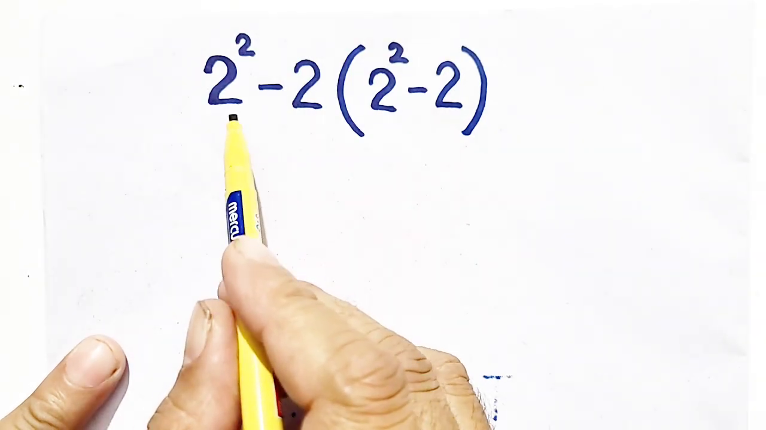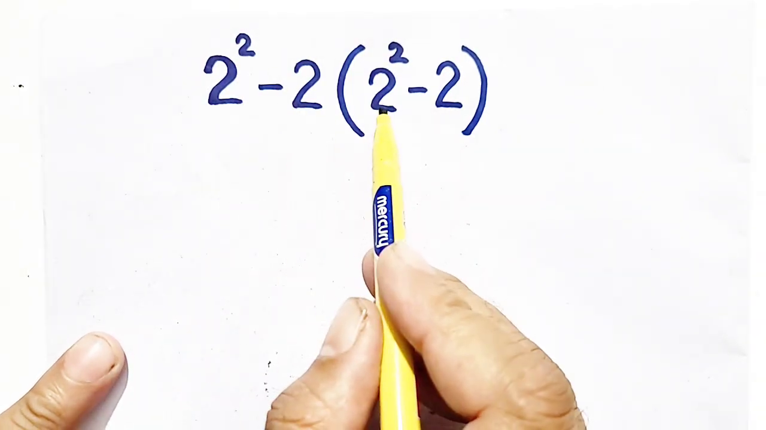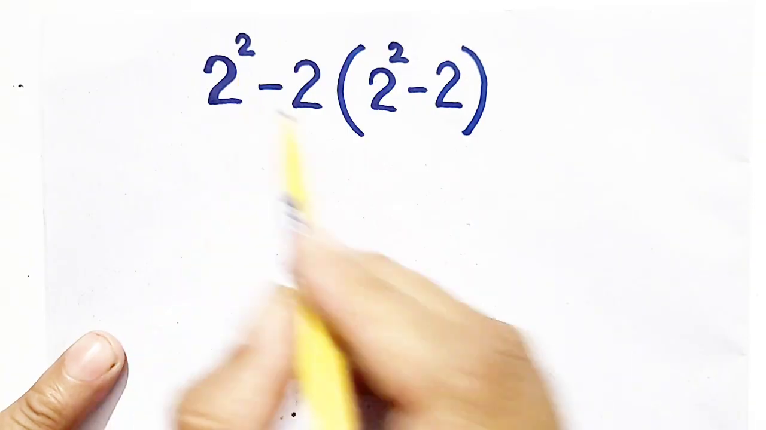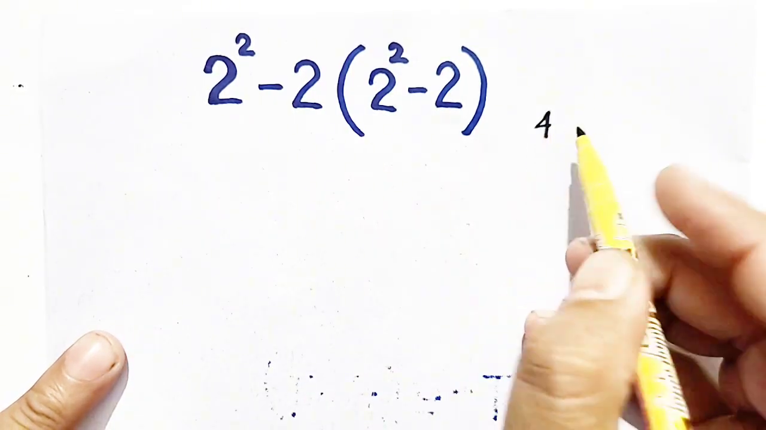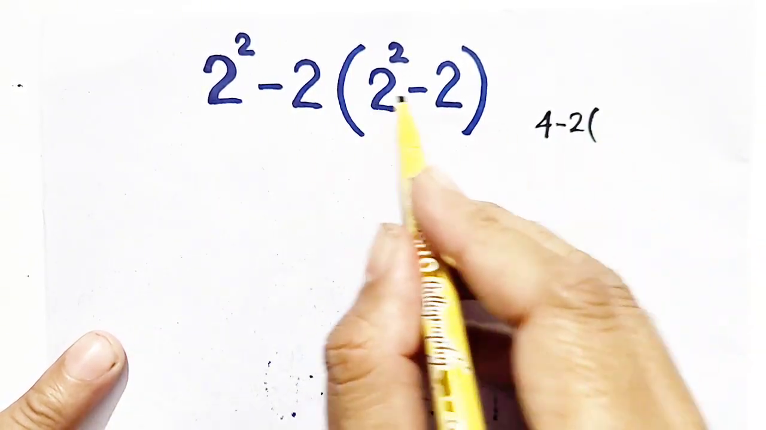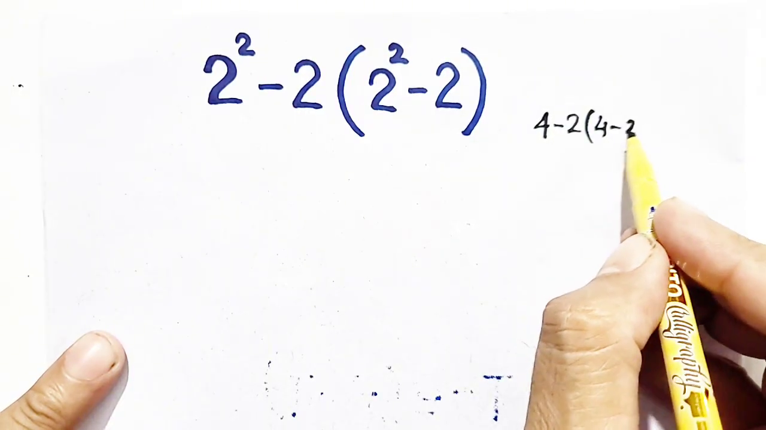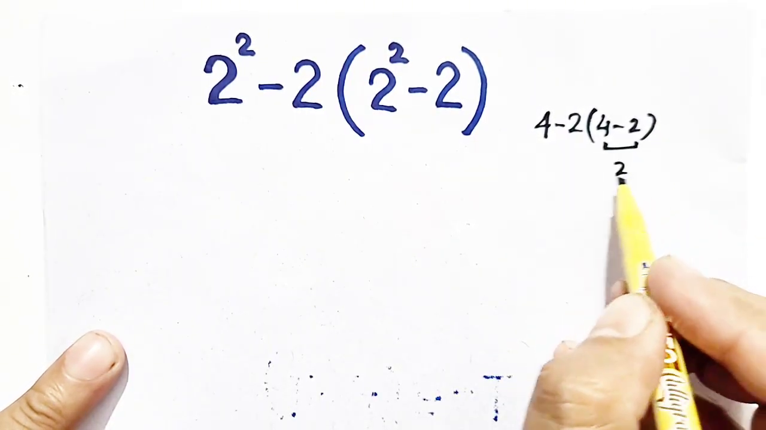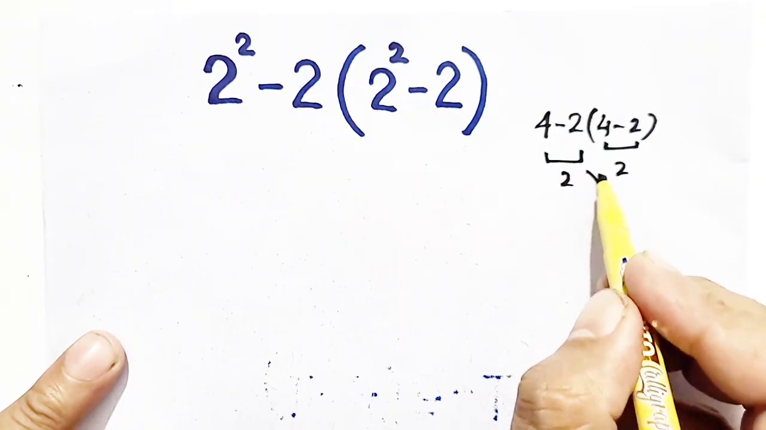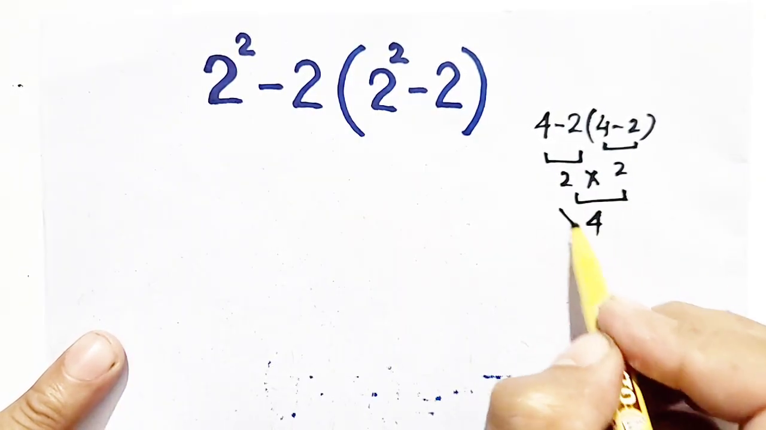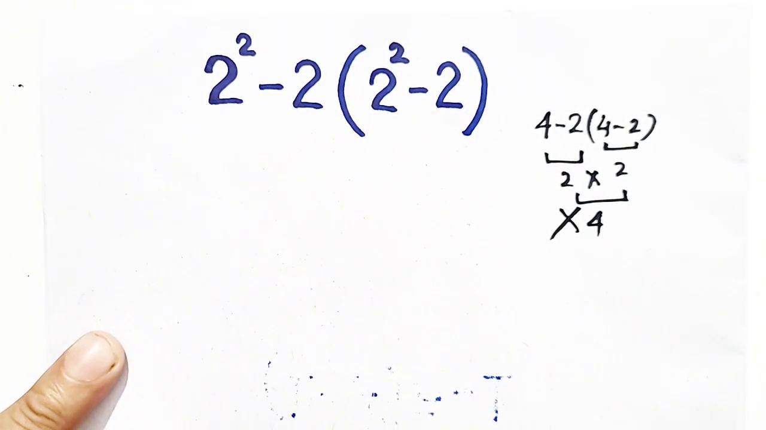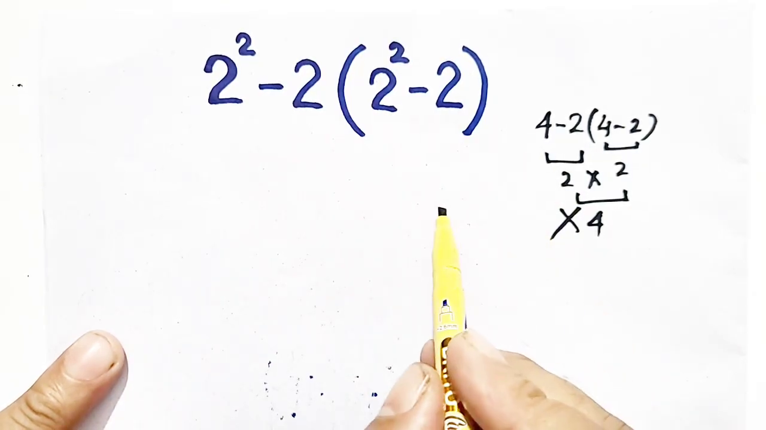Respectable audience, look at that question. It's 2a squared minus 2, times 2a squared minus 2. 2a squared is equal to 4, 4 minus 2 is 2, and 4 minus 2 is 2. 2 times 2 will be equal to 4. 4 will be our answer, but it is wrong, because we have not followed the order of operation.